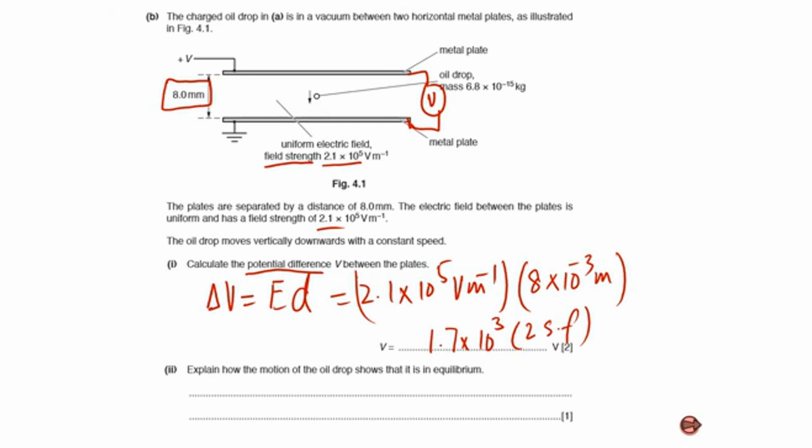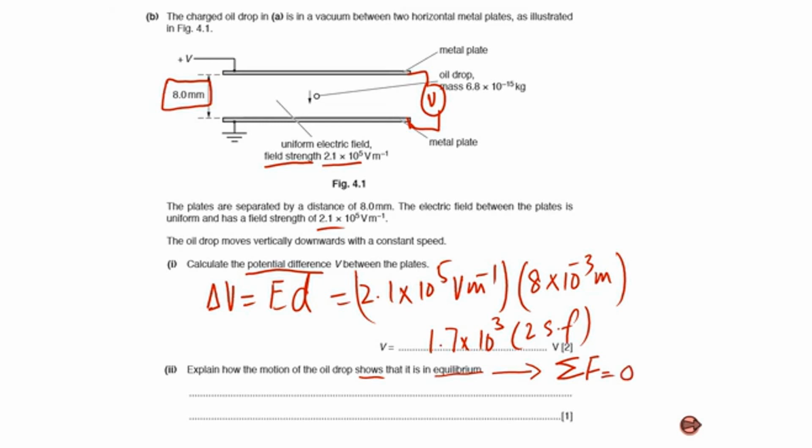So the question is asking us to explain how the motion of the oil drop shows that it is in equilibrium. First thing we need to understand is, what is the condition for equilibrium. So the condition for equilibrium is that the resultant force, simply the net force, has to be equal to 0. So sigma F has to be equal to 0.